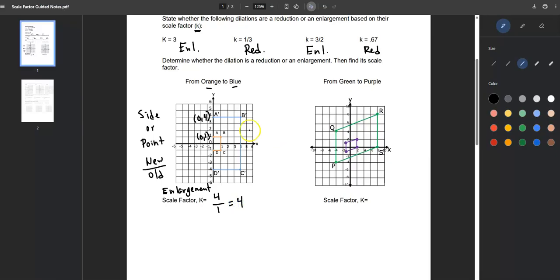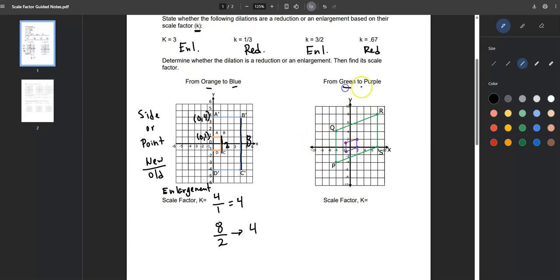Okay, if you did a side length, let's say we went from B to C, that side length is 2. This side length is 8. So if it was a side length, I'd go 8 divided by 2, which again simplifies to 4, and it should give you the exact same thing. Okay, let's look at this one.